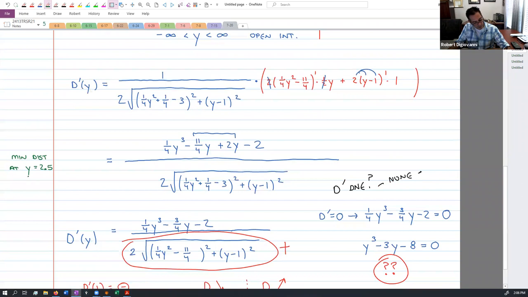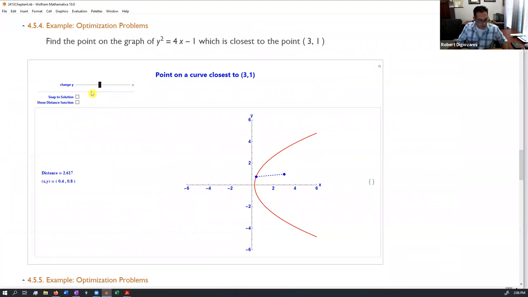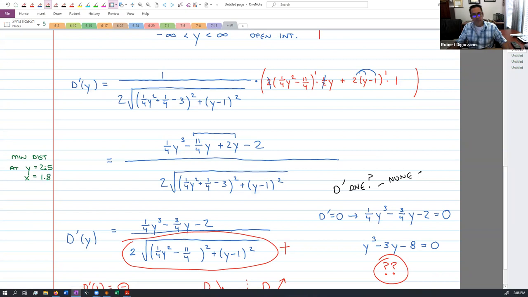So x will be equal to, and I'm going to cheat because I already have the computer giving me the answer. Here's the solution. It's 1.8. You should get 1.8 for x. So that's the actual point. 1.8, 2.5 is the point that lives on the parabola. It's on the parabola, but is the closest possible point to the point 3,1.